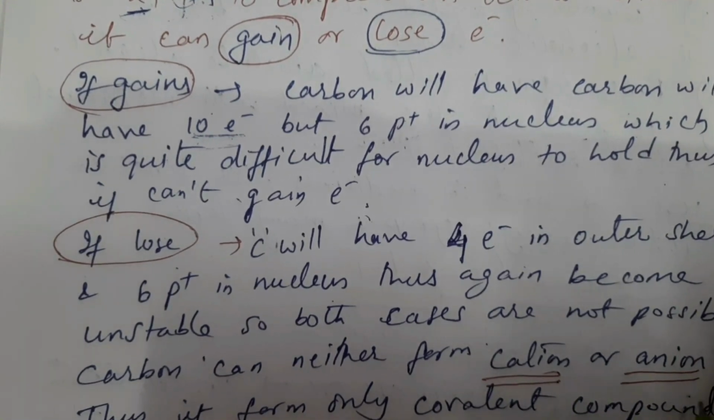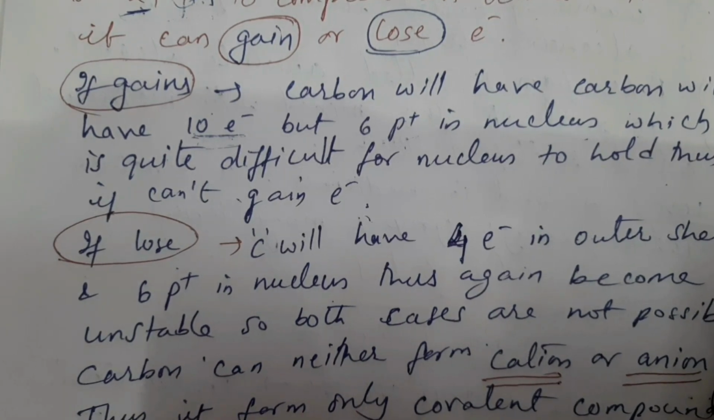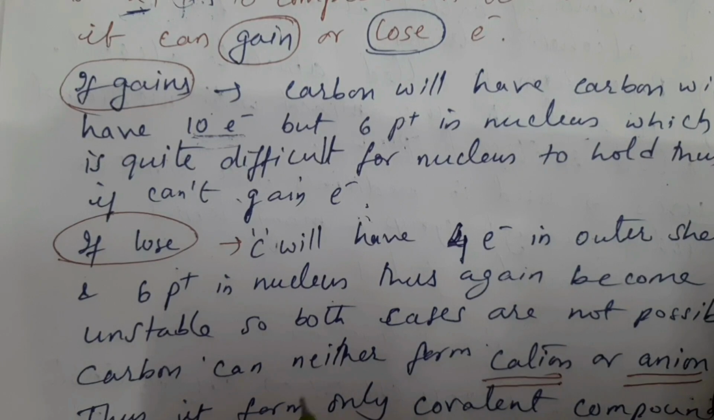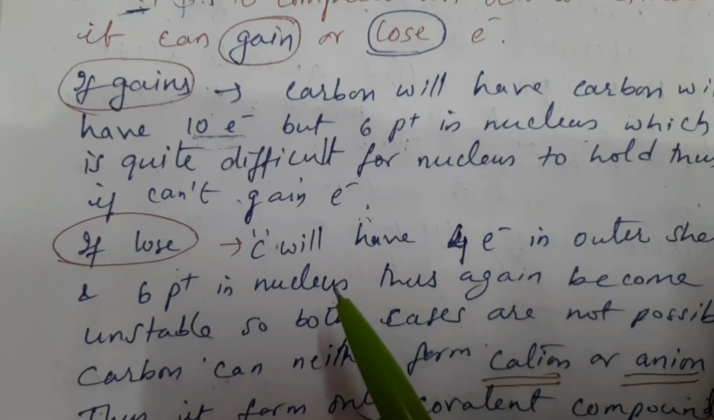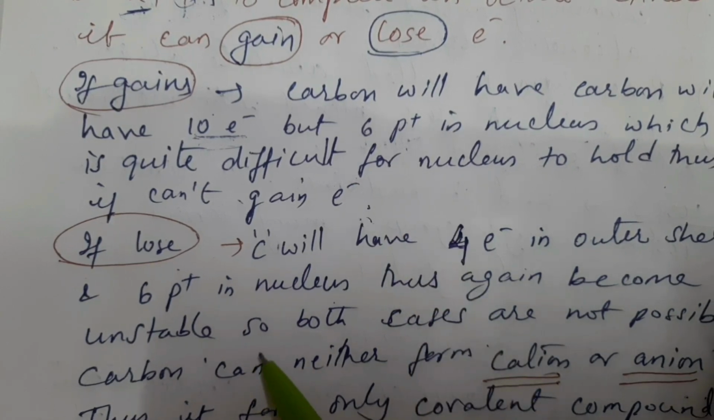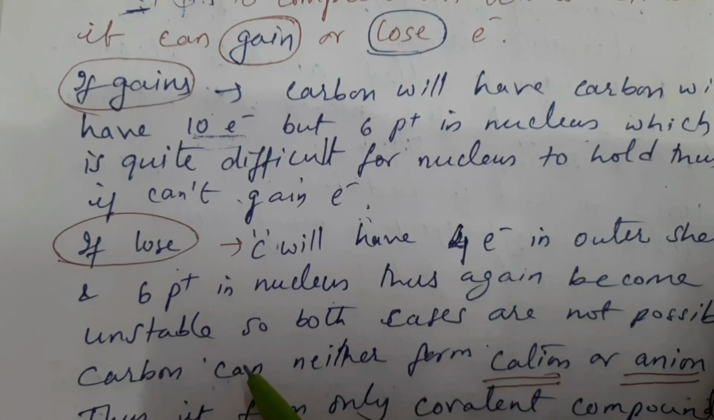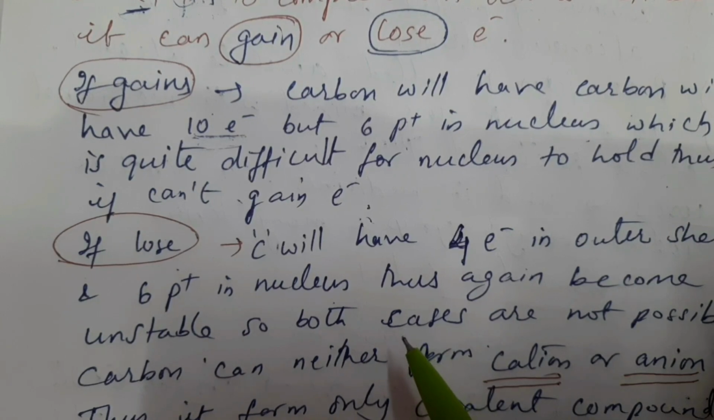This is one of the important questions which you need to prepare for your board exam. Carbon does not form a cation or anion. So why? Only one line you need to remember: if it gains 4 electrons, it will have 10 electrons, whereas 6 protons, so it will become unstable. If it loses 4 electrons, it will have 2 electrons and 6 protons. Again, it will become unstable. So stress on that point.